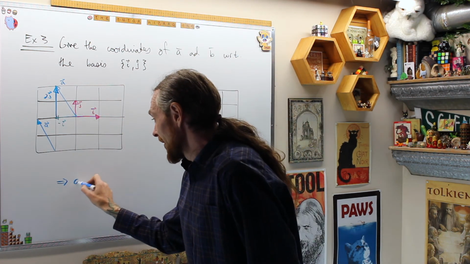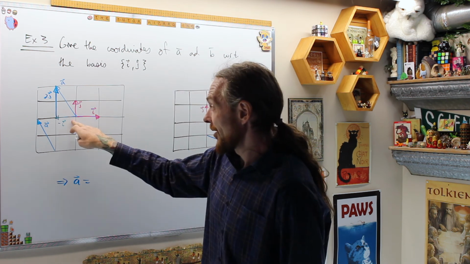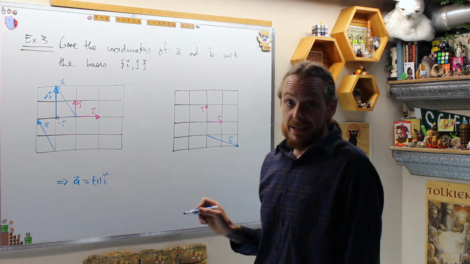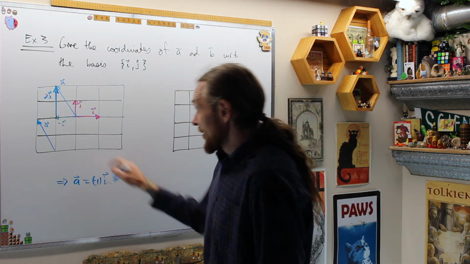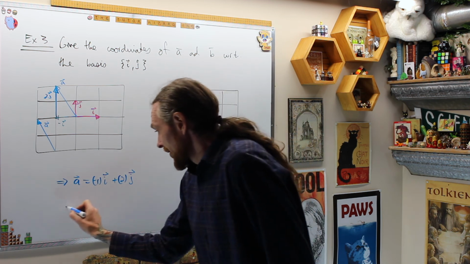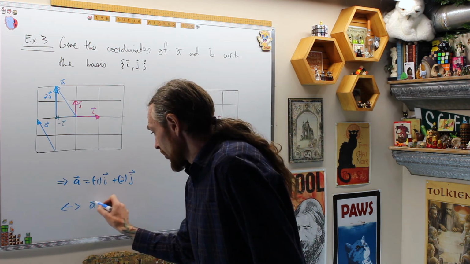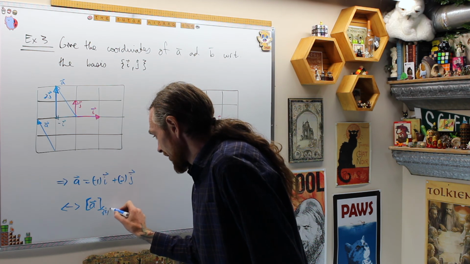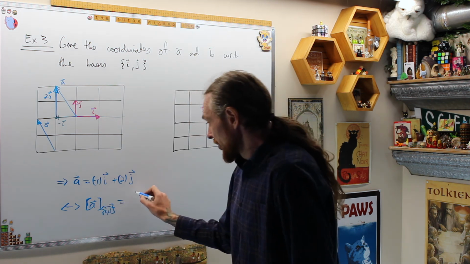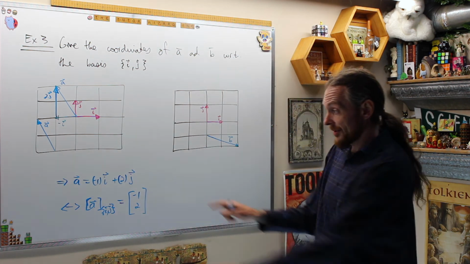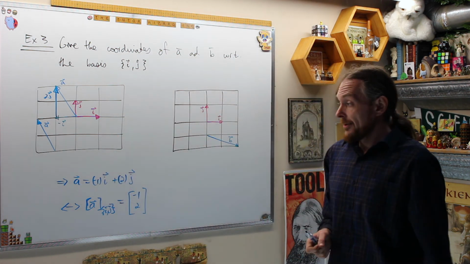So what does that tell me? That says A is specifically now this vector, negative 1 times i, plus 2 times j. And what does that tell me? That's if and only if the coordinates of A with respect to the basis ij is equal to negative 1, 2. It can't be 2, negative 1. This is what we mean by ordered pair.